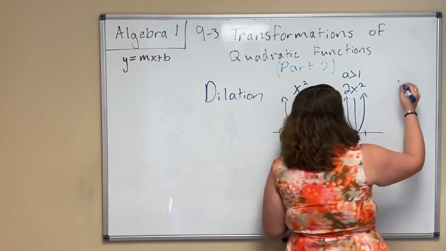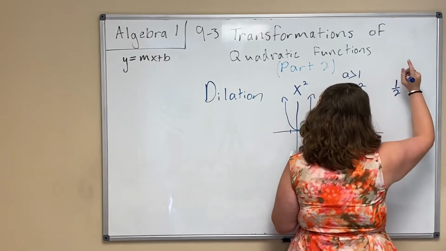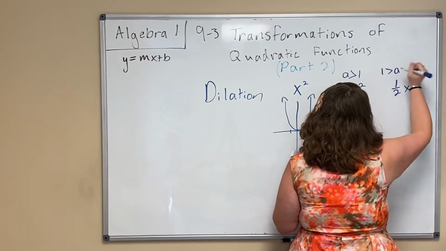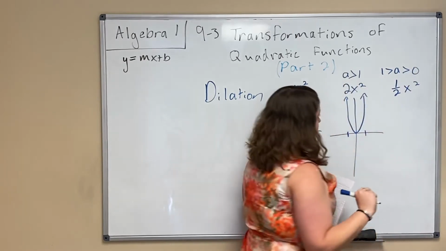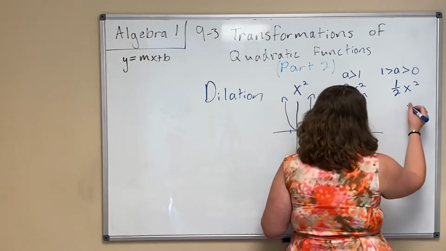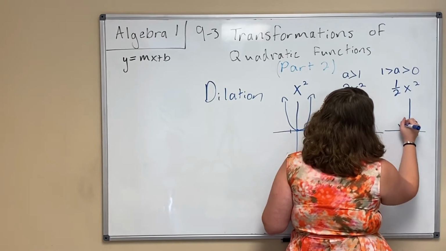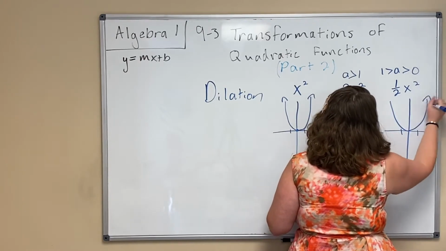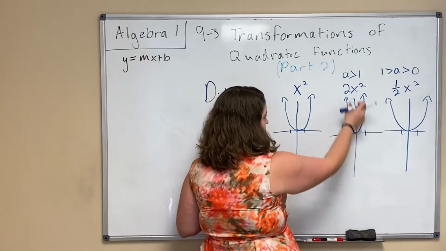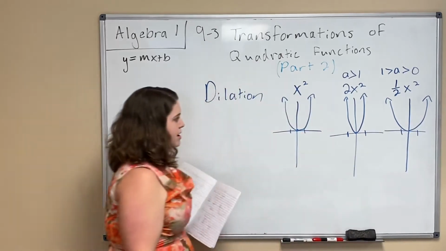If my dilation factor is less than 1 but still greater than 0, still positive, in other words, a is less than 1, greater than 0, still positive but it's a fraction, then it's going to make my parabola wider. So we have normal. When a is greater than 1, we have a narrower parabola. When a is a fraction, we have a wider parabola.